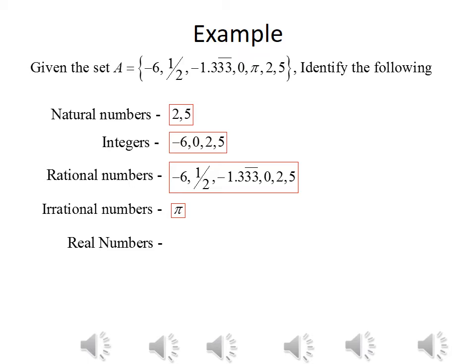The irrational numbers are those that cannot be written as a fraction or ratio. So the only one that we have in this set is the number pi. Remember, pi represents a decimal that goes on forever and ever for lots and lots of digits. So it doesn't terminate, so it can't be written as a ratio. So pi is our only irrational number. And finally, for the real numbers, all of the numbers that are in our set A are real numbers. So the set of real numbers would be -6, 1/2, -1.333 repeating, 0, pi, 2, and 5, the entire set A.